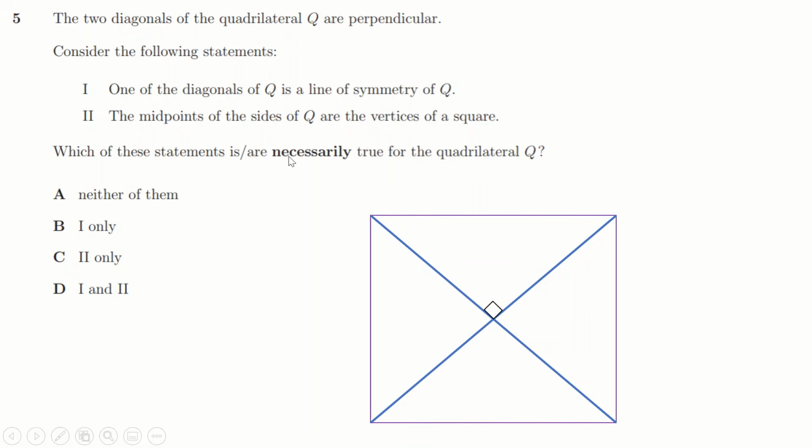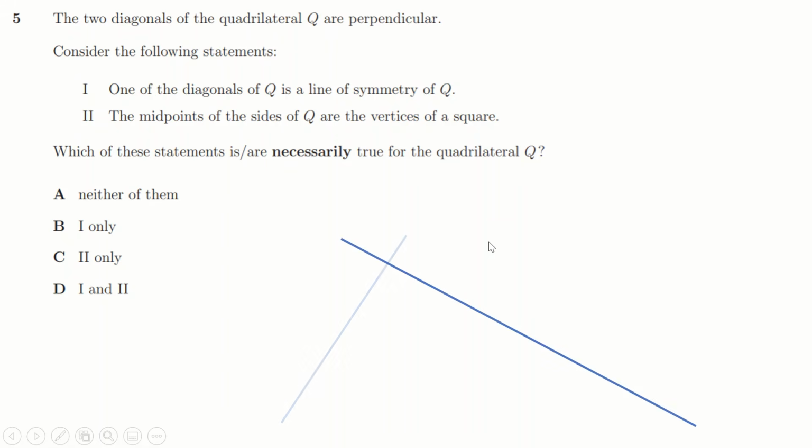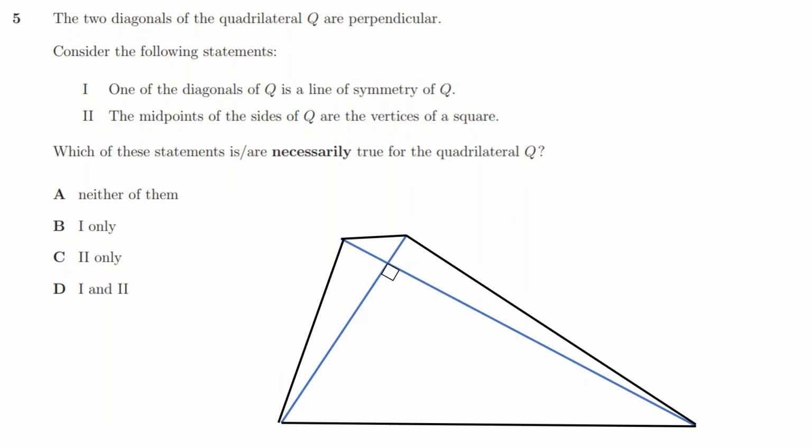But this is saying, are they always true? So whenever you see this, you want to think, well, can I come up with an example in which they're not? So what I'm going to do is start by drawing the perpendicular diagonals. But notice how I've made all these lengths after the intersection all very different, because that means I can draw a very wild quadrilateral around them. And now I can see from this example that the line of symmetry thing is clearly not correct, because these are not lines of symmetry for my shape. So this is not necessarily true.